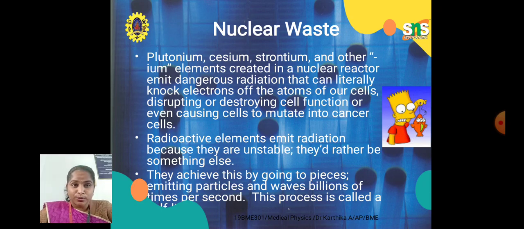Coming to nuclear waste: plutonium, cesium, strontium, and other uranium are the other elements created in a nuclear reactor. They emit dangerous radiation that can literally knock electrons off the atoms of our cells, disrupting or destroying cell function, or even causing cells to mutate into cancer cells. Here, radioactive elements emit radiation because they are unstable. They would rather be something else.